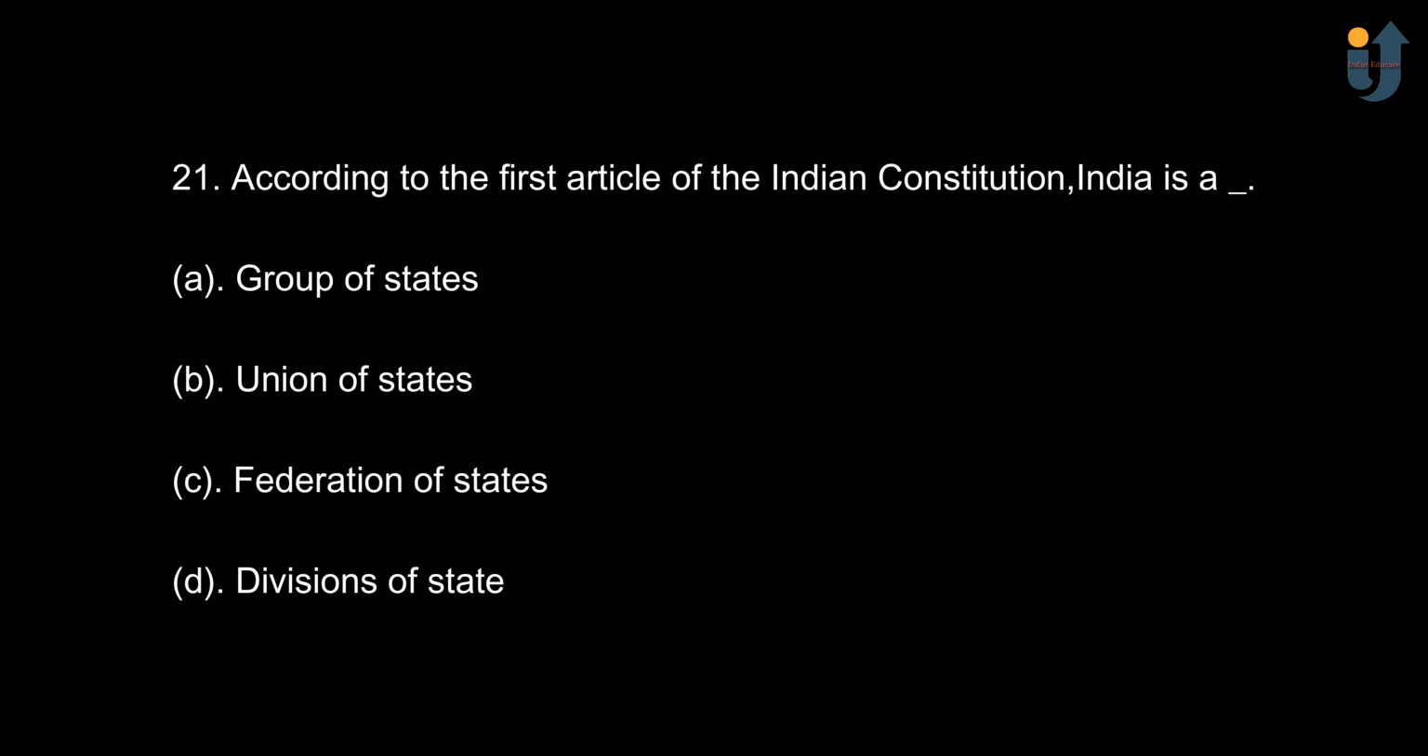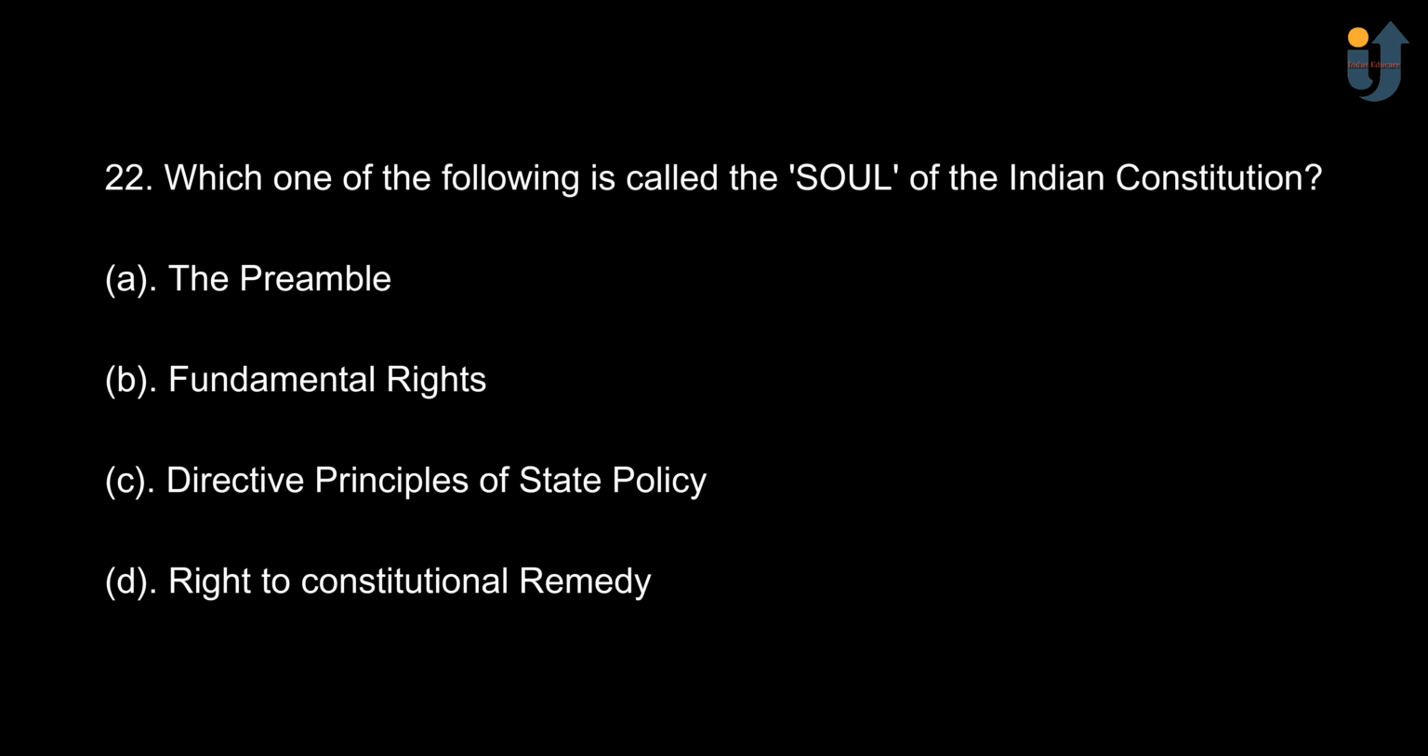Next, according to the first article of Indian Constitution, India is a option A, group of states, option B, union of states, option C, federation of states, and option D, division of states. The correct option is option B, union of states. Next, which one of the following is called the soul of the Indian Constitution? Option A, the preamble. Option B, fundamental rights.